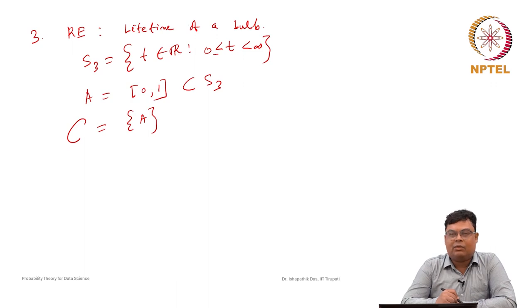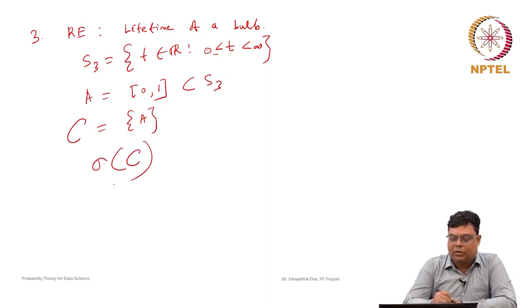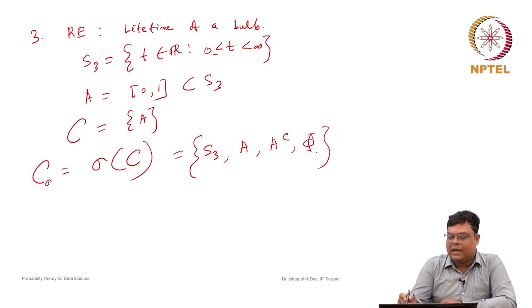Now, if C contains only this set A, will it be a sigma field? It will not be a sigma field, because A complement is nothing but 1 to infinity. We will consider the sigma field generated by C. So, let us denote it by C sigma. What will be the set? Because it has to be a sigma field, S3 has to be inside here. A is already there, then its complement also has to be there, and the null set is there. You can add more sets also, but we want to add only as many sets as are needed to make it a sigma field. So, it is called the smallest sigma field generated by this set C.